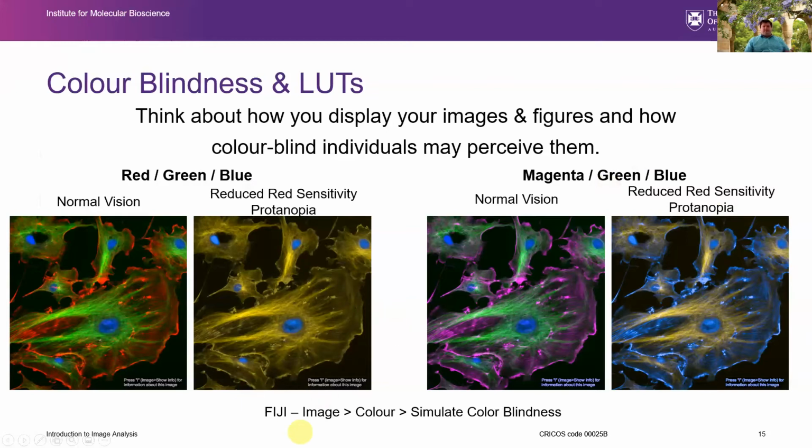And one of the main programs that I use, Fiji, has a really nice tool to simulate color blindness. You can have a look at all the different ones and see how the images will appear to people with different color blindness. I will admit that in this talk, some of the slides are red, green, and blue, and I haven't updated them. So I apologize in advance to anyone with that.